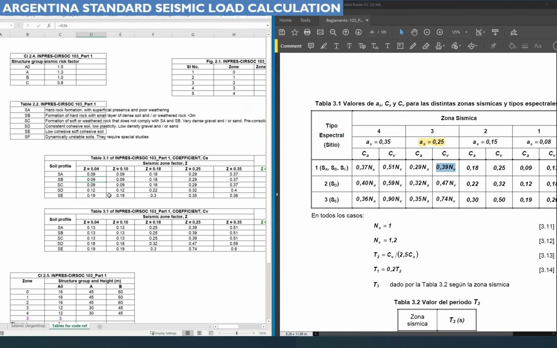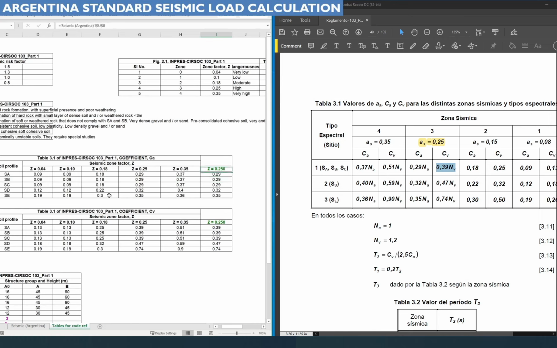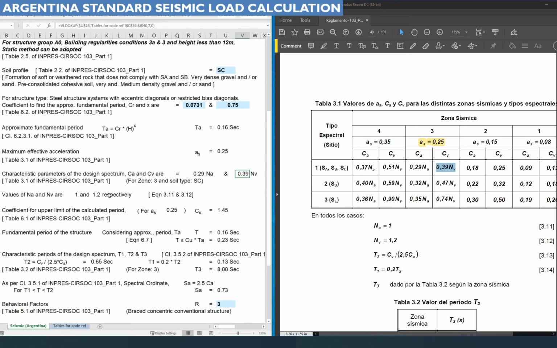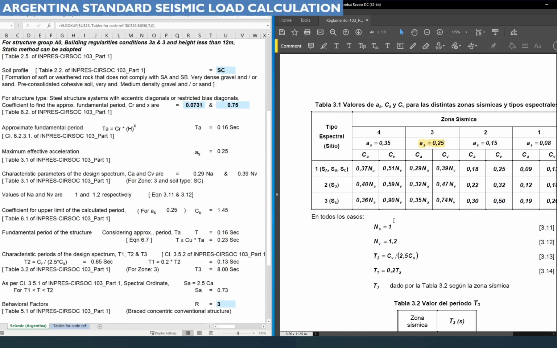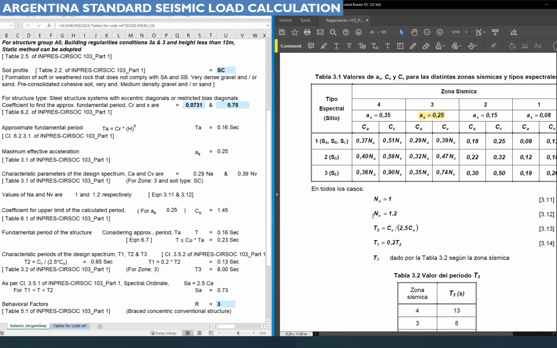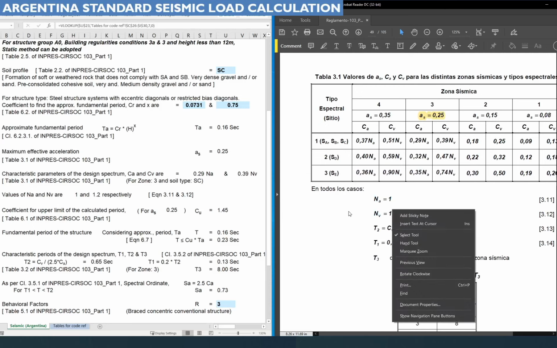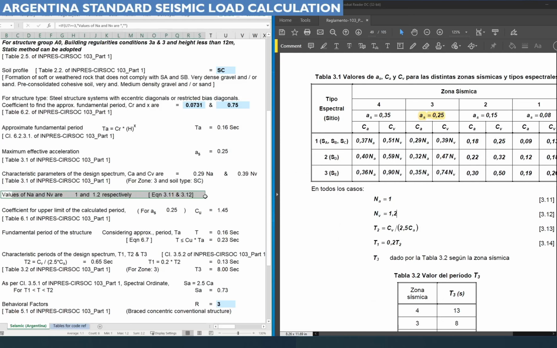So this is a table prepared for the Ca and Cv value. For seismic zones 3 and 4, Na and Nv are the seismic factors to be considered, whereas in the case of zones 2 and 1 or even 0, there is no need to consider any Na and Nv value. The Na and Nv values are also given here just below the table. So the same factors we need to consider here as 1 and 1.2 respectively.